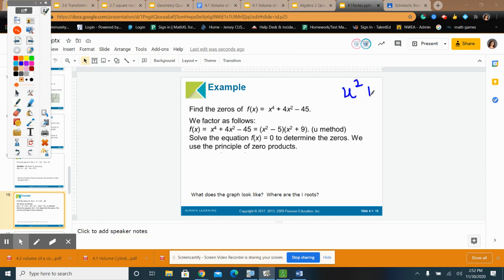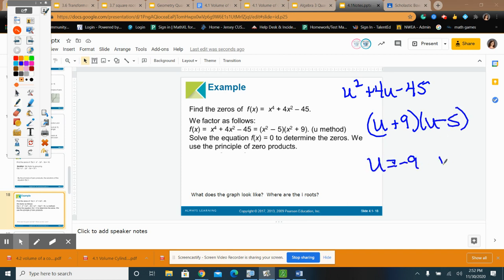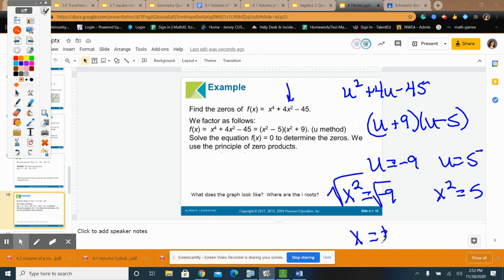So it's u squared plus 4u minus 45, which is a u plus 9 and a u minus 5, which means u equals -9 and u equals 5. But u is the same thing as x squared. So x squared is -9 and x squared is 5. So when you square root both of these, I get plus or minus 3i for 2 of them, which are imaginary roots. And we'll talk more about that soon. And we get plus or minus square root of 5.